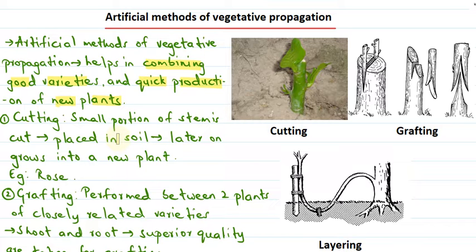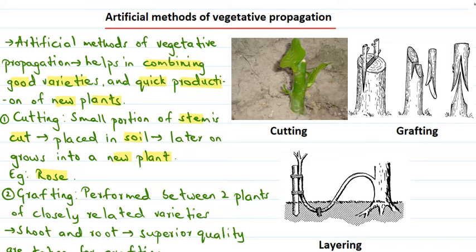So first we started with cutting. In cutting, a small portion of stem is cut and then placed in soil, and this later on grows into a new plant. This can be practiced in case of rose. Okay, so in cutting, a small stem is cut and placed in the soil, and it later on grows into a new plant.